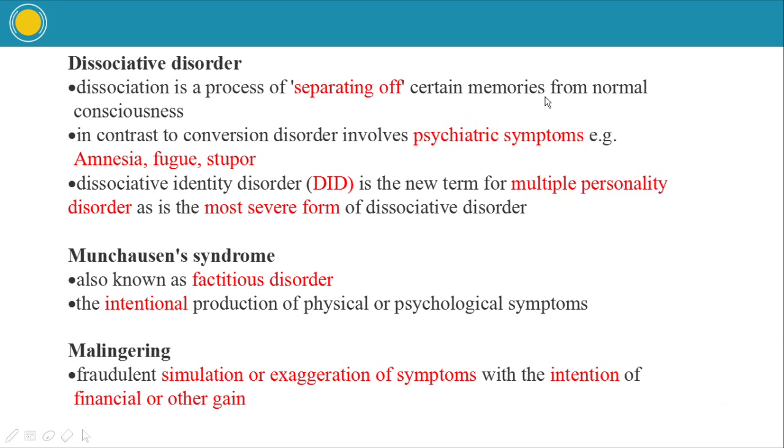Suppression of certain memories from normal memory, from normal consciousness. And here is also a difference for patients with dissociative disorder. The patient will normally have psychiatric symptoms like amnesia, fugue, stupor. The most severe type of dissociative disorder is DID, dissociative identity disorder. Another name for it is multiple personality disorder. And this is actually DID or MPD. Actually, it's the most severe form of dissociative disorder.